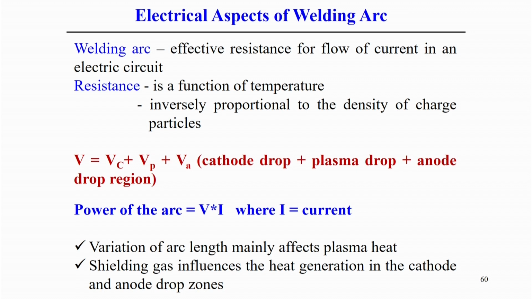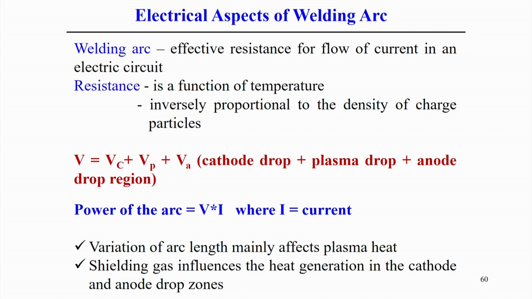In terms of the voltage drop, we can divide the total voltage into three different components: the cathode drop, the plasma drop and the anode drop zone. These three different zones have different voltage drops, and that actually decides the final voltage here.